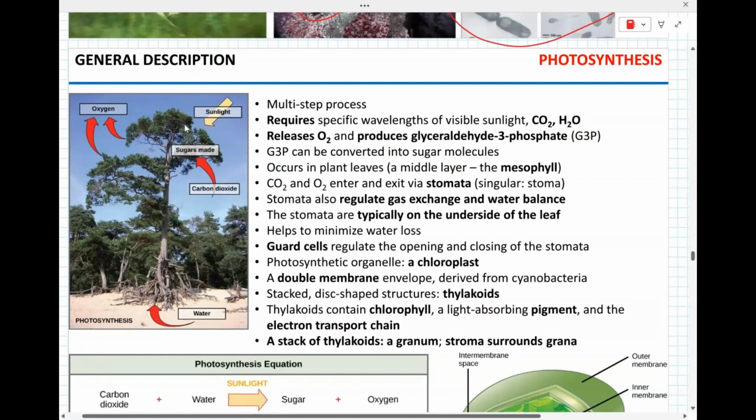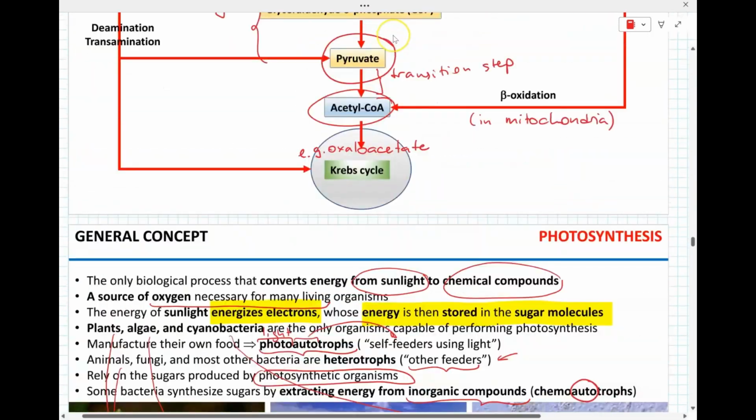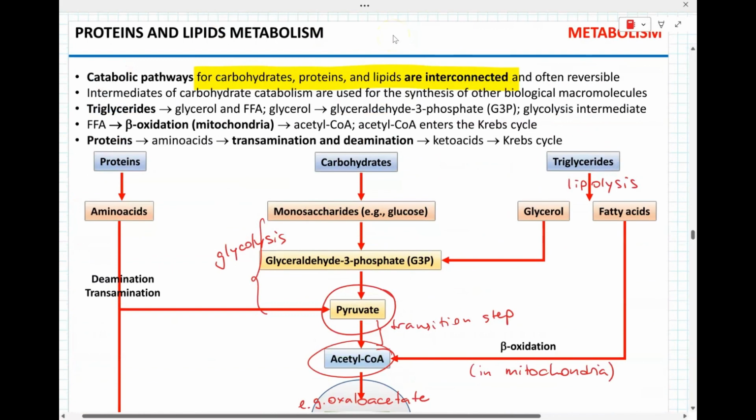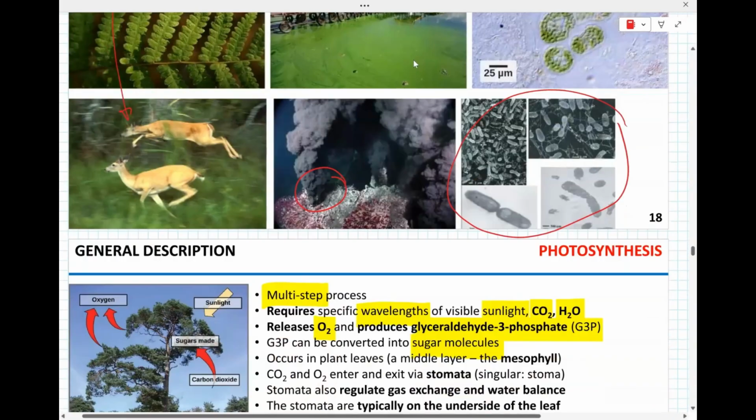Photosynthesis itself is a process that consists of multiple individual steps. First of all, it requires specific wavelengths of light, carbon dioxide, and water. The two immediate products of photosynthesis are oxygen and glyceraldehyde phosphate, which eventually can be converted into sugar molecules. If you go back to this scheme, you can see glyceraldehyde 3-phosphate in the center of the slide. If you run the reaction of breakdown of glucose backwards, you can use glyceraldehyde 3-phosphate to synthesize glucose instead.